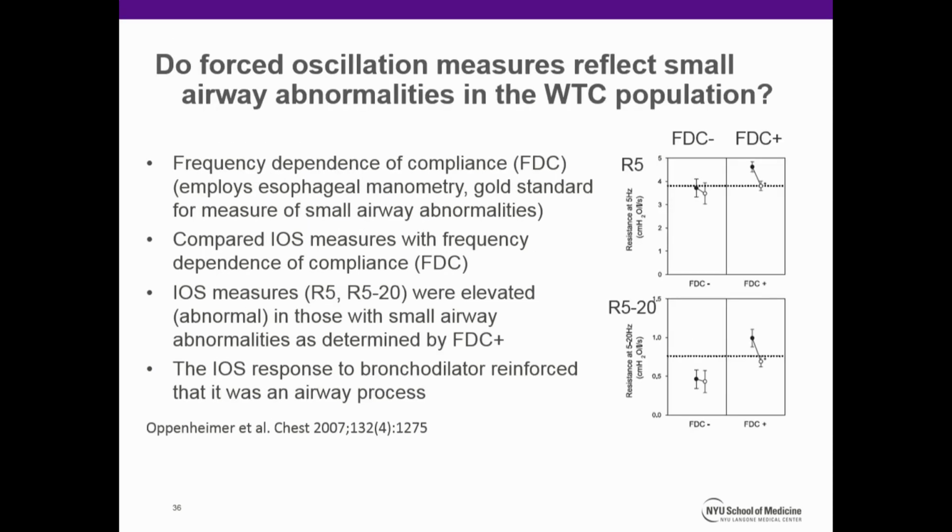So the first question we asked was, do these measures relate to measures of small airway dysfunction, using what we considered at that point the gold standard, which was a technique that employed esophageal manometry. And what you can see here is that frequency dependence of compliance, FDC, is shown as abnormal on the right. Both R5 and R5 minus 20 measures are elevated when you have the hallmark of small airway dysfunction, or frequency dependence of compliance, suggesting that this could be a measure of small airway dysfunction.